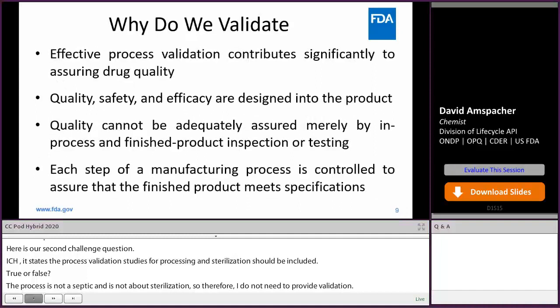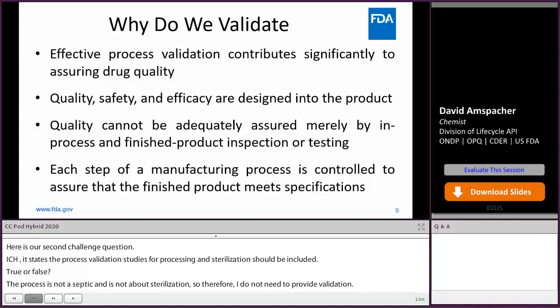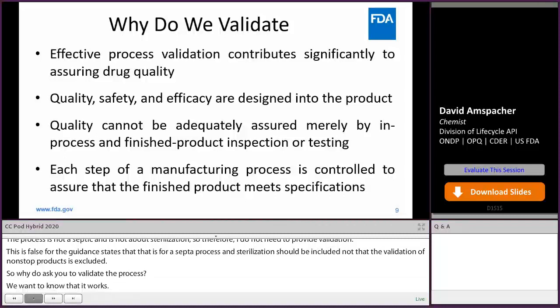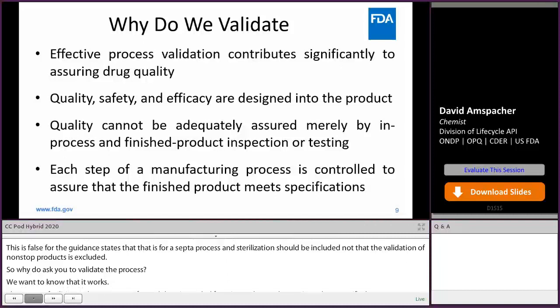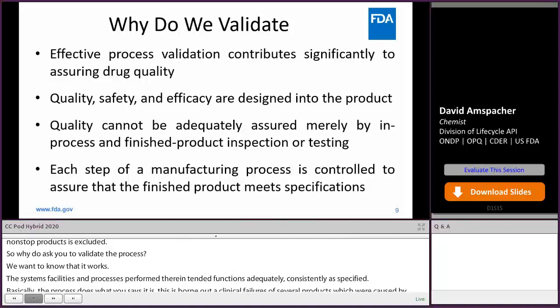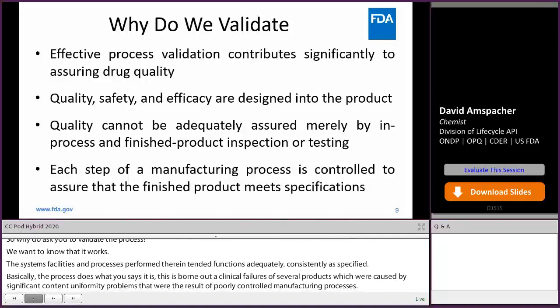So why do we ask you to validate your process? We want to know that it works, that the systems, facilities, and processes perform their intended functions adequately and consistently as specified. Basically, that your process does what you say it does. This is born out of clinical failures of several products, which were caused by significant content uniformity problems that were the result of poorly controlled manufacturing processes. Also in the past, batch failures were often associated with unvalidated manufacturing processes.